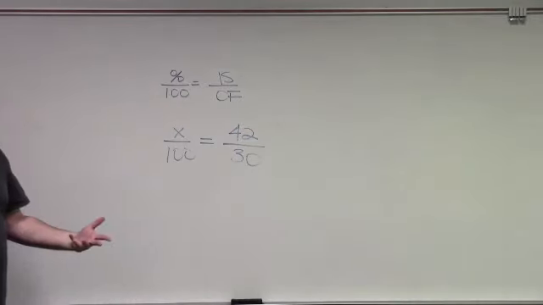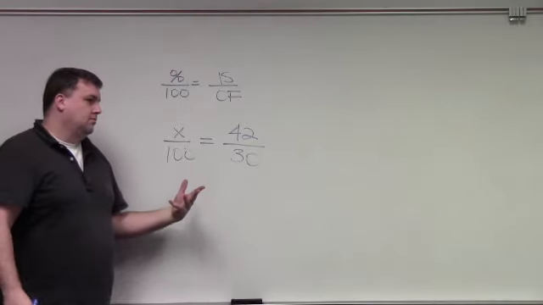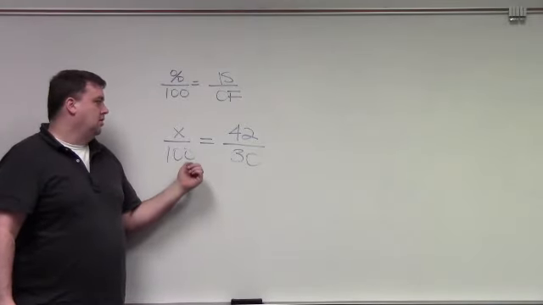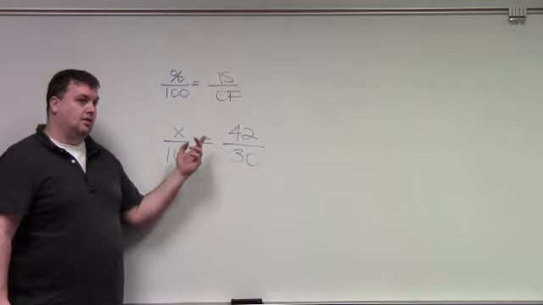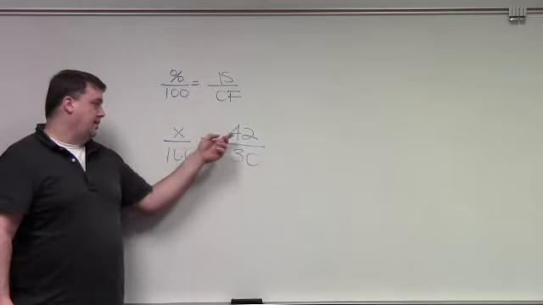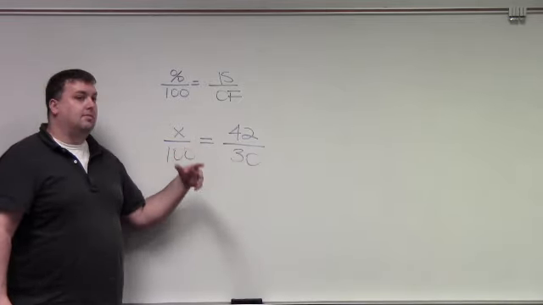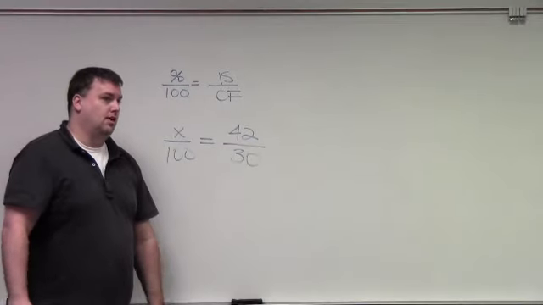So as far as solving, what would I do? Cross multiply 100 times 42 and x times 30. Okay, so I've got 42 times 100, and then I'm going to divide it by 30. Okay.